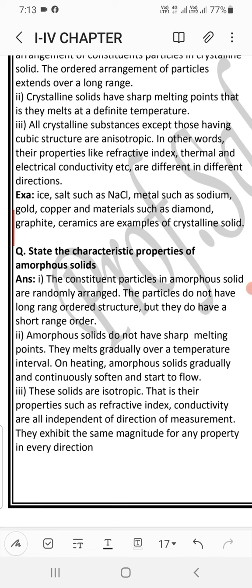Second property, amorphous solids do not have sharp melting points. They melt gradually over a temperature interval. On heating, amorphous solids gradually and continuously soften and start to flow. Okay, this is the second physical property. Third one, these solids are isotropic.